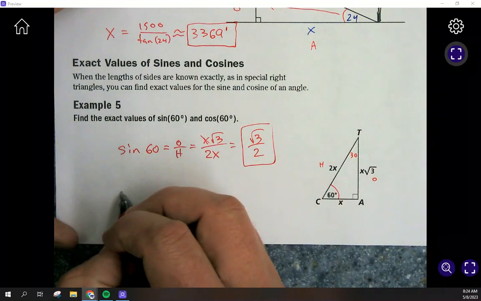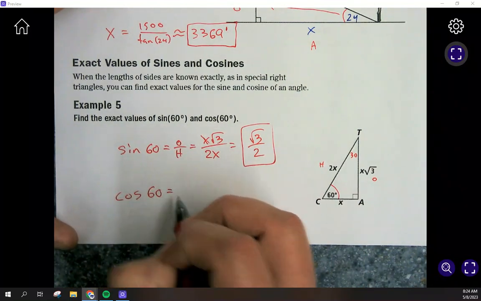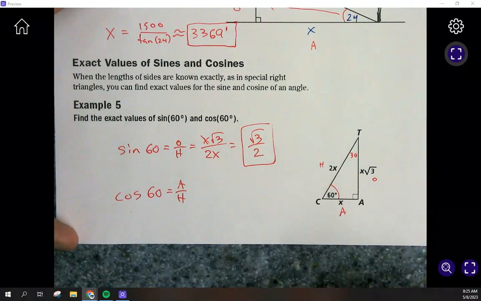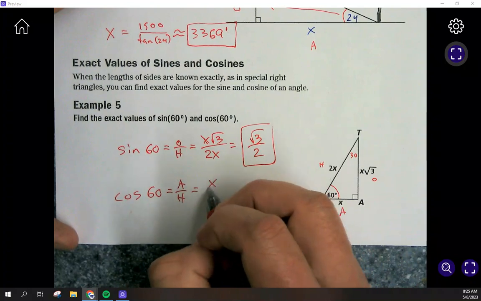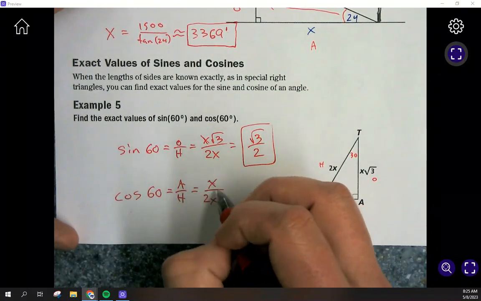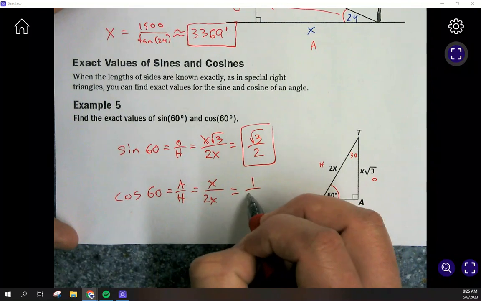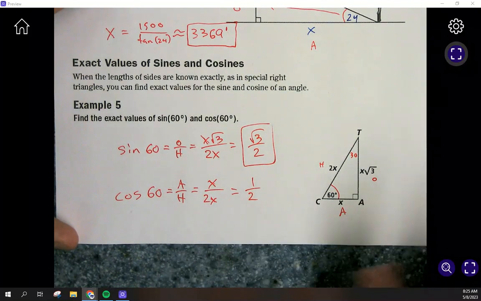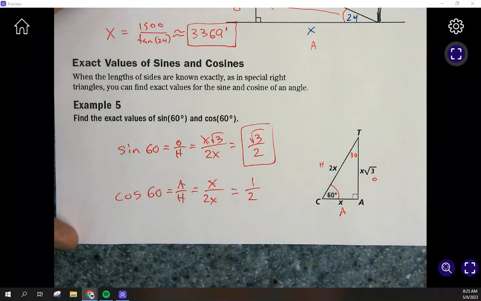So I can do the same thing with cosine of 60. Cosine now is adjacent over hypotenuse. So this would be the adjacent. So the adjacent is x. The hypotenuse is 2x. X's would cancel out. And I have 1 over 2, which is like 0.5. So the exact value of cosine of 60 is 1/2.